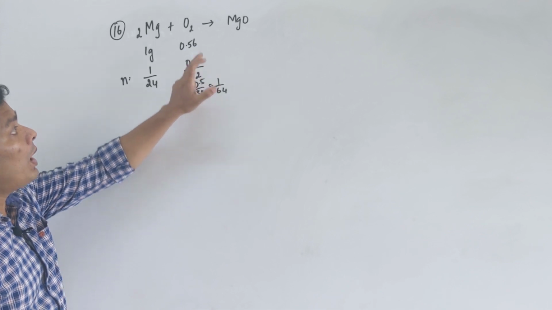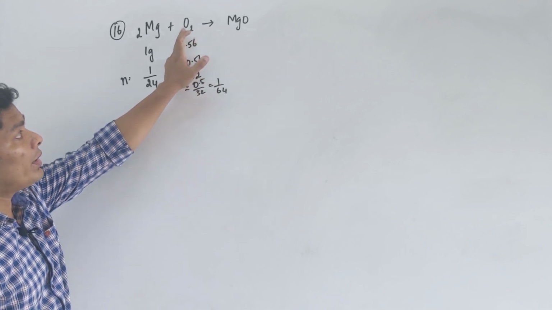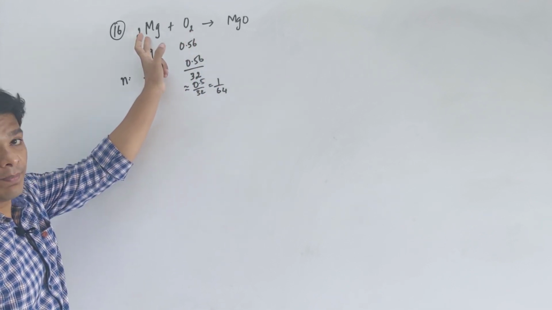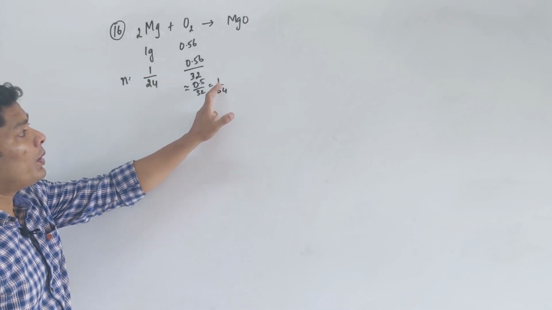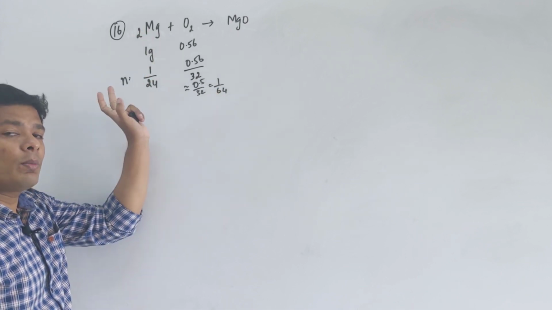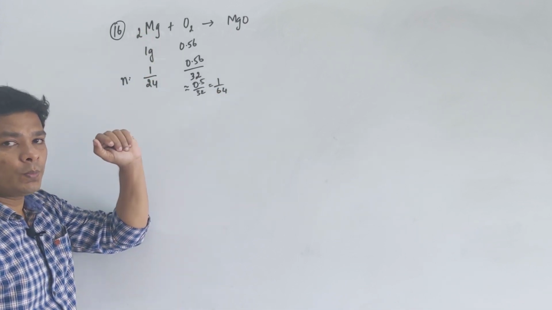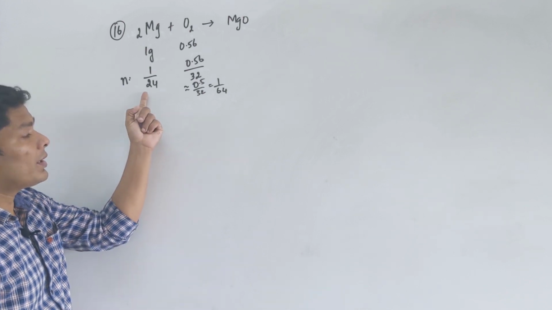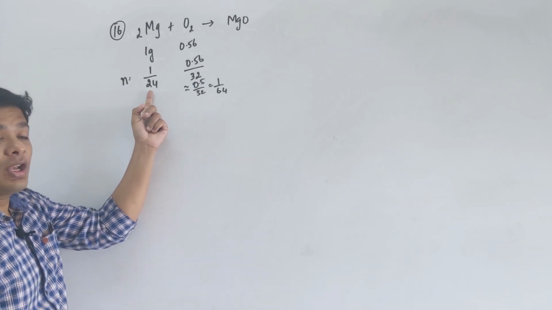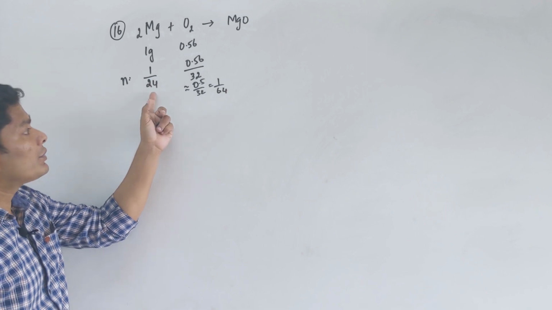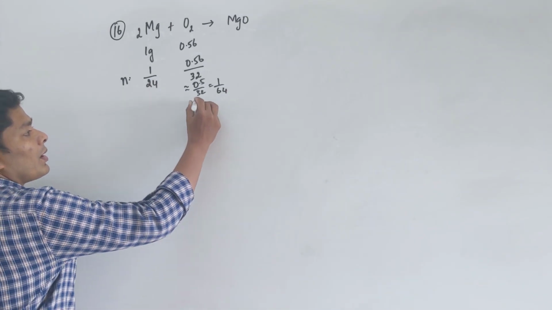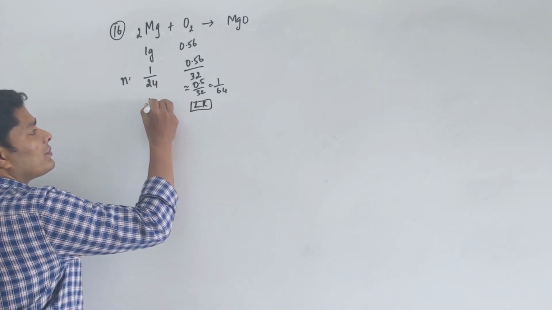Okay, now I need, for every O2 I need 2 Mg. So for 1 by 64, how much will be needed? 1 by 64 times 2, 1 by 32. Correct? It is 1 by 32 because when the denominator is a smaller number, the total is bigger. So this is my limiting reagent, this is my excess reagent.